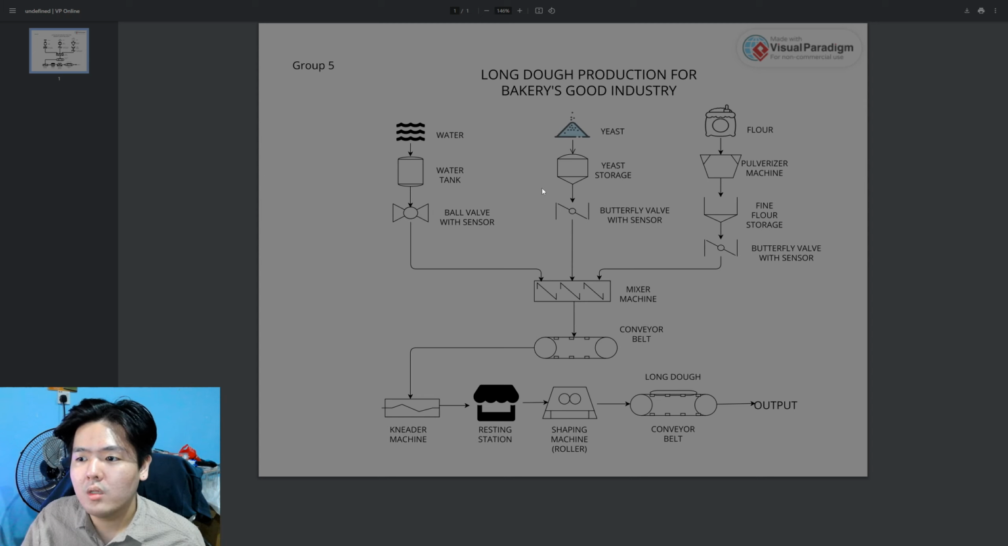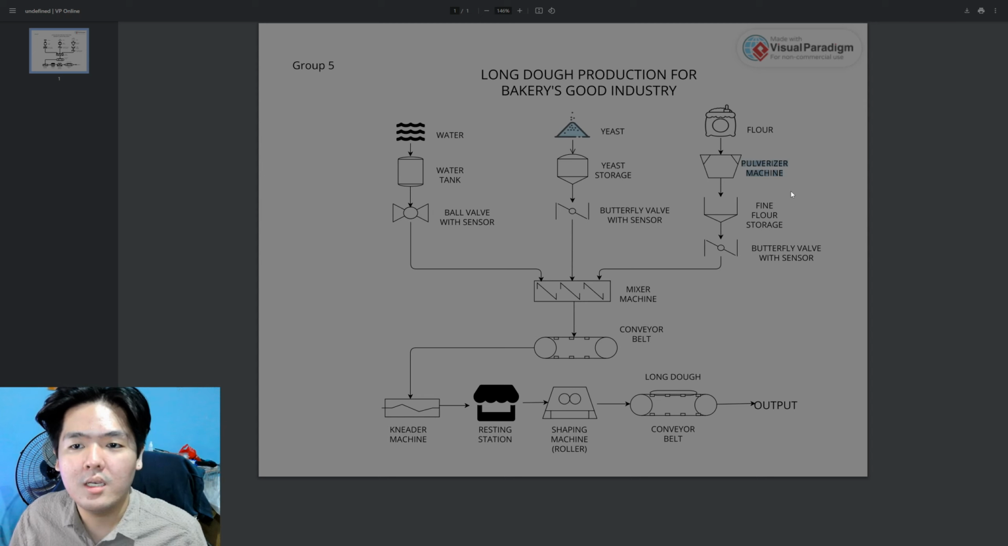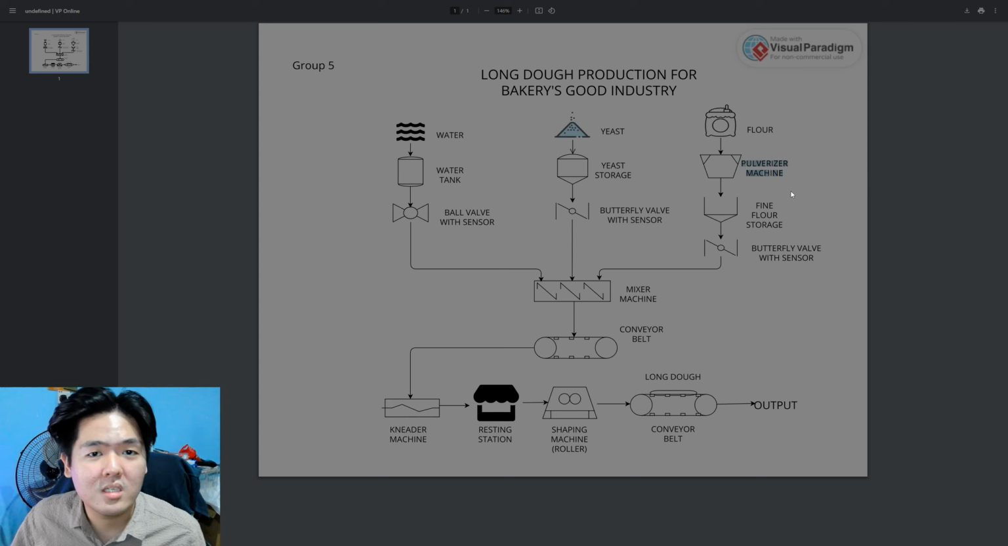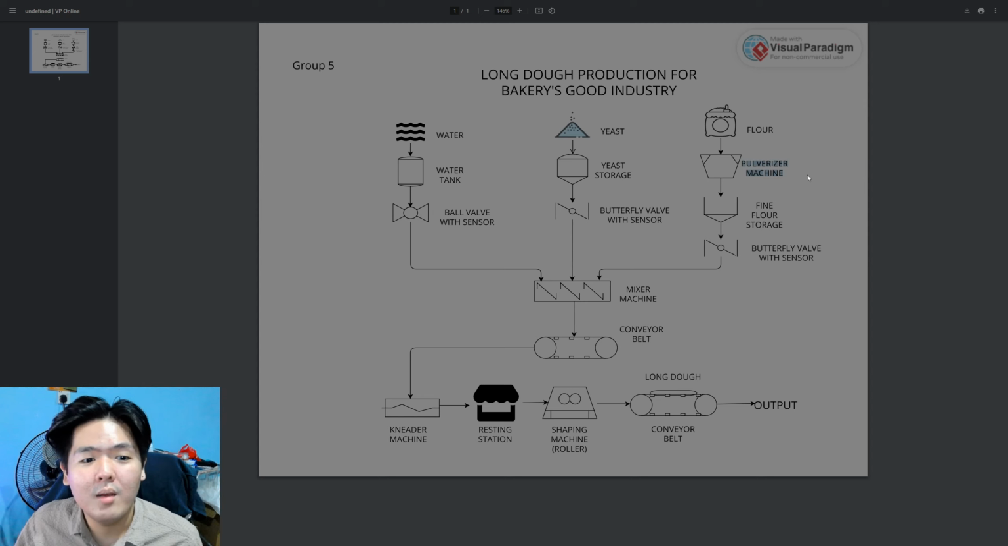I would like to explain the pulverizer machine for the flour. Why do we need to pulverize the flour? Pulverizing is basically sifting the flour to make it much finer. Putting your flour through a sifter can break up any lumps in the flour, which means that you can get a more accurate measurement. And it is also easier and lighter to mix if you do it manually for pastries.